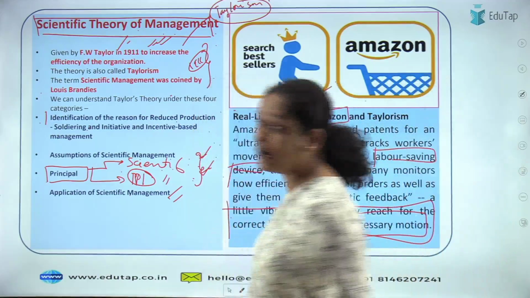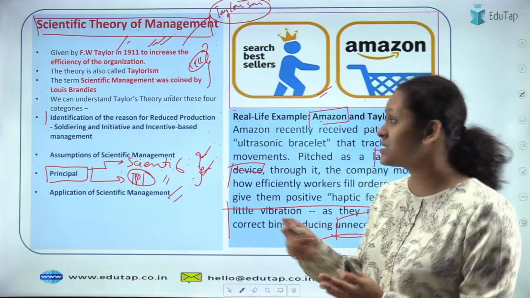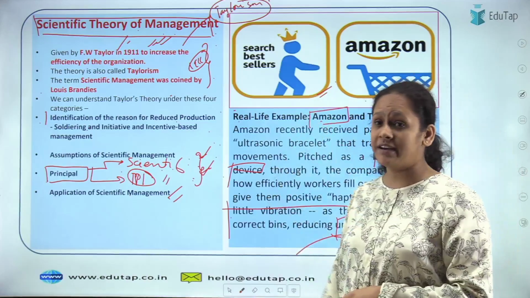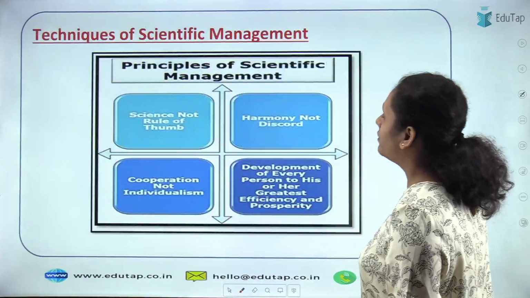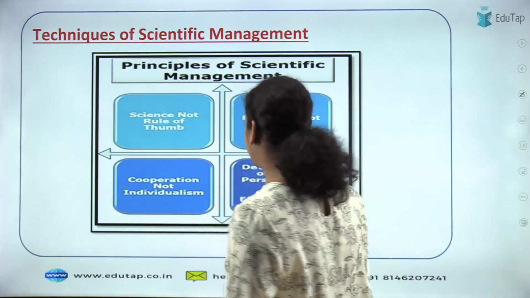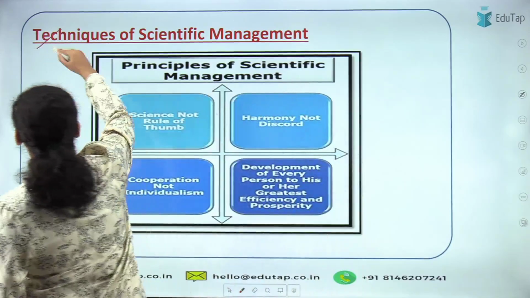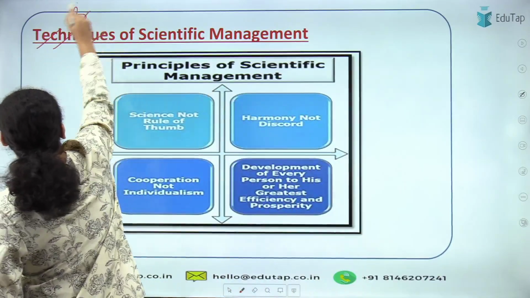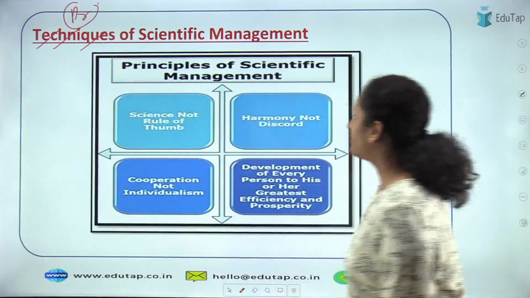So I hope you understood what basics Taylor said in case of scientific management theory. Now we'll understand the basic principles of scientific management. These are principles, okay? This is not techniques, we'll say principles.